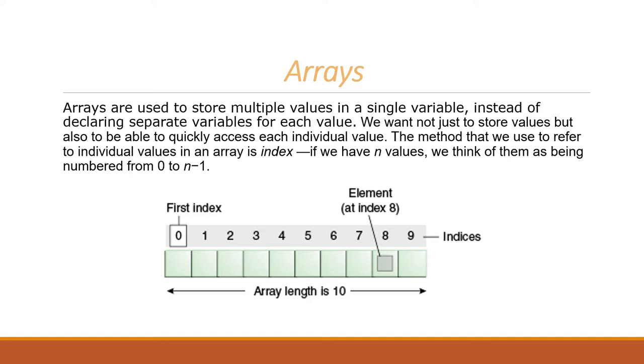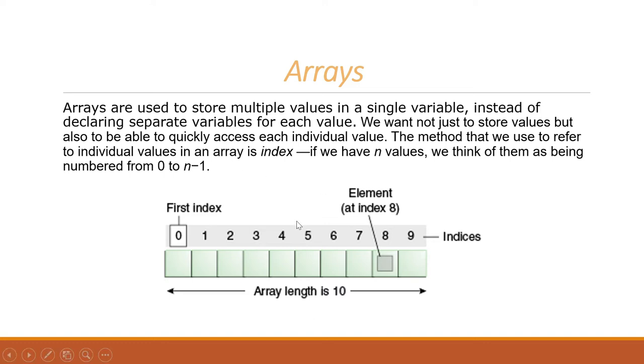Now guys, index starts from 0. That means if we have n values, we think of them as being numbered from 0 to n minus 1. The nth value will be stored at the n minus 1 location. If we want to access the third element in the array, then it is 3 minus 1, 2. So the index value for that element will be 2 because it's starting from 0.